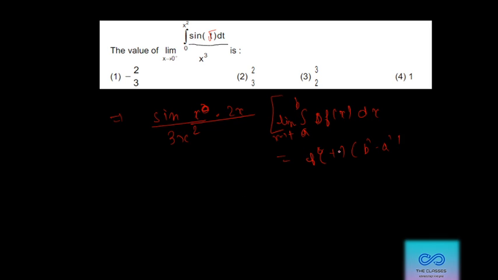Okay. So moving on with this, we'll see here the x got cancelled. 2 sin x upon 3x. Sin x by x when x tends to 0 is 1. So our answer is 2 by 3. Second option is correct.